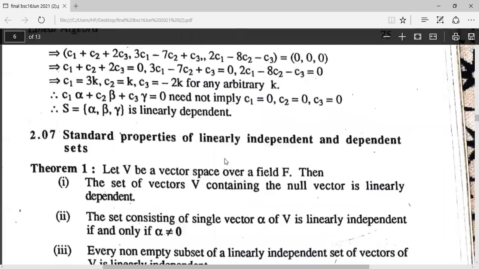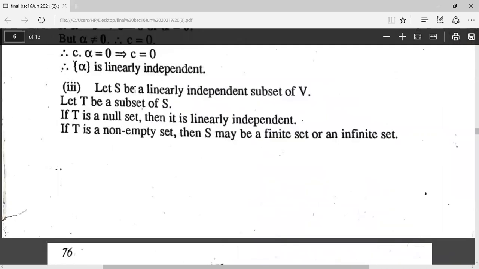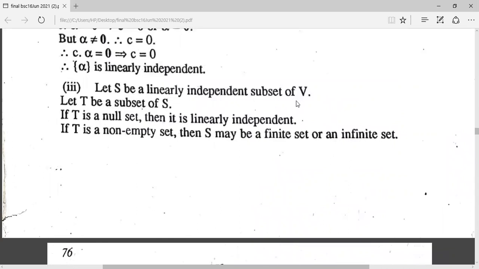So now we shall go to the proof of that. Let S, capital S, be a linearly independent subset of V. We have taken S as linearly independent. Now we have to take another set that is a subset of this capital S. So let T, capital T, be a subset of S. What do I have to prove now? I have to show that T is linearly independent. There are two possibilities. T may be an empty set or T may not be an empty set. Suppose T is an empty set, then it is linearly independent.